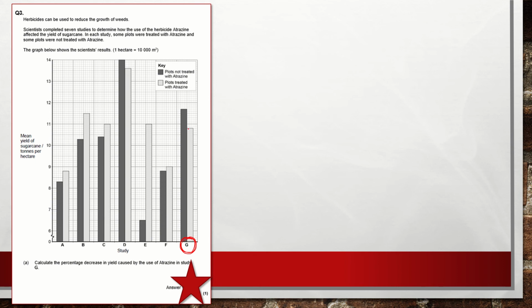So we're looking at the decrease here. So we can see this is a decrease here. So we want to look at where our decrease meets the axis and what our original number was. So not treated is our original and treated is our new. So that's what we want to look for. So we have that's around 10.8. We're minusing 11.7. That's going to give us minus 0.9.